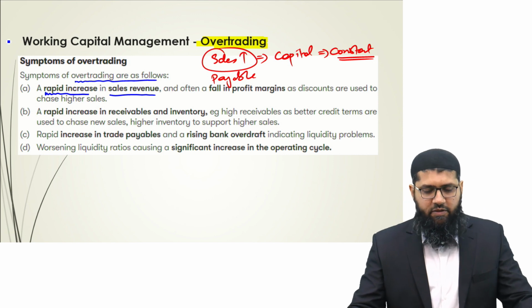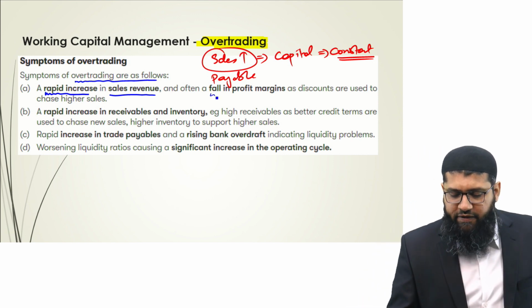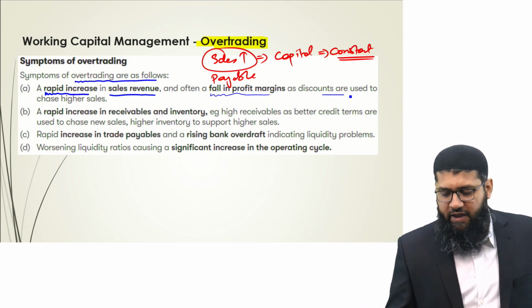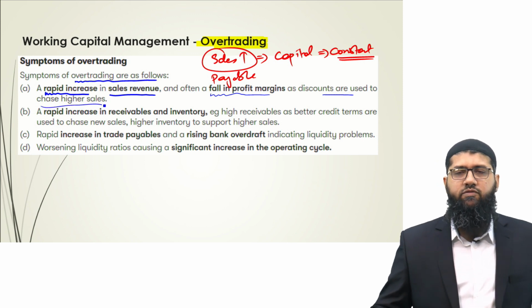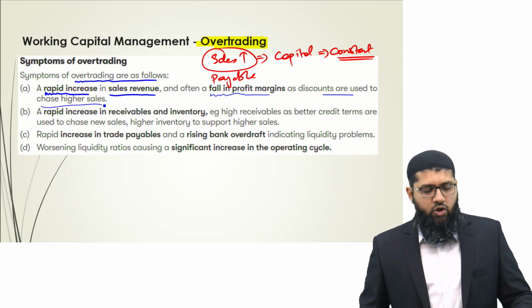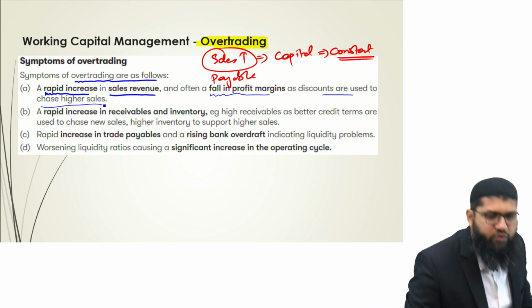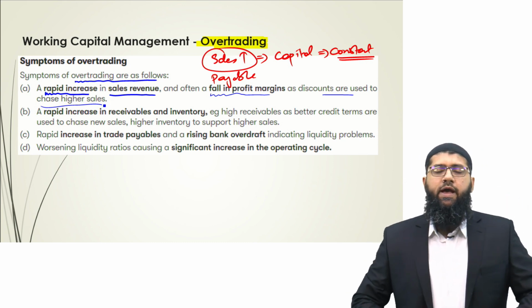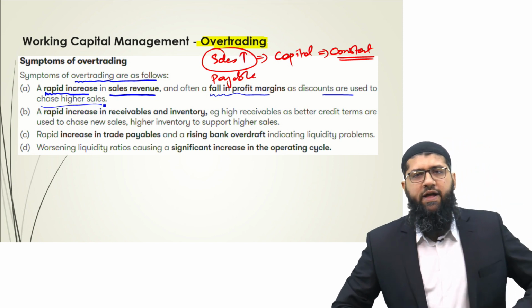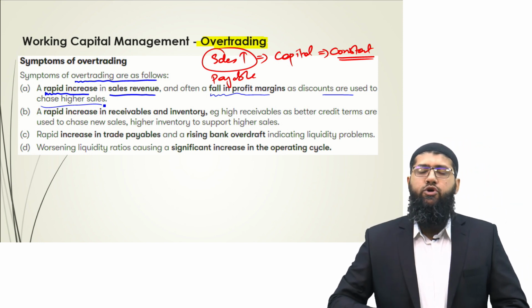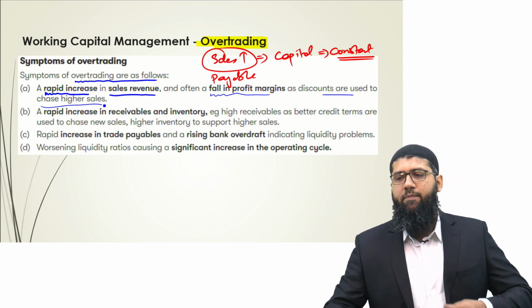That's something that happens, and often a fall in profit margin as discounts are used to chase higher sales. So what happens is that you want to speed up your sales, and in order to speed up your sales, you offer discounts. In order to speed up your sales, you offer credits. So you do multiple things in order to speed up the sales.